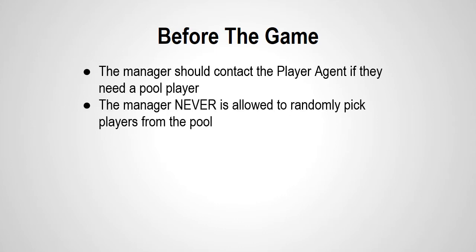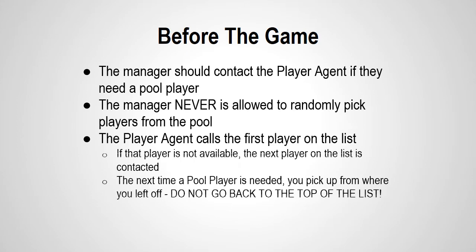Under no circumstances is the manager allowed to randomly pick players from the player pool. In fact, the manager should have no knowledge of what players are in that player pool. The player agent will call the first player on the list. If that player is not available, then the player agent will move down to the next name that had been randomized on the list of pool players. The next time a pool player is needed, the player agent will pick up from where they left off. Under no circumstances do they go back up to the top of the list unless they've exhausted all of the players previously.